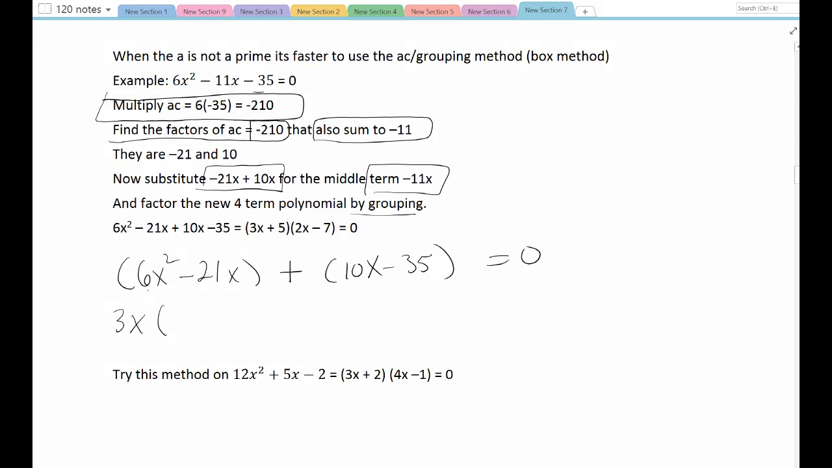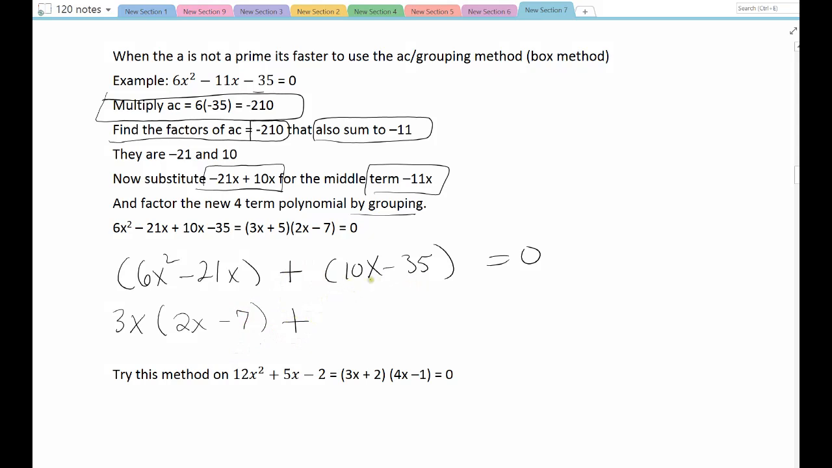When I do that, well, I'm dividing it out, so what I'm left with: 6x squared divided by 3x is going to leave me with a 2x. 21x divided by 3x is going to leave me with a negative 7. Still have this plus that doesn't go anywhere yet.